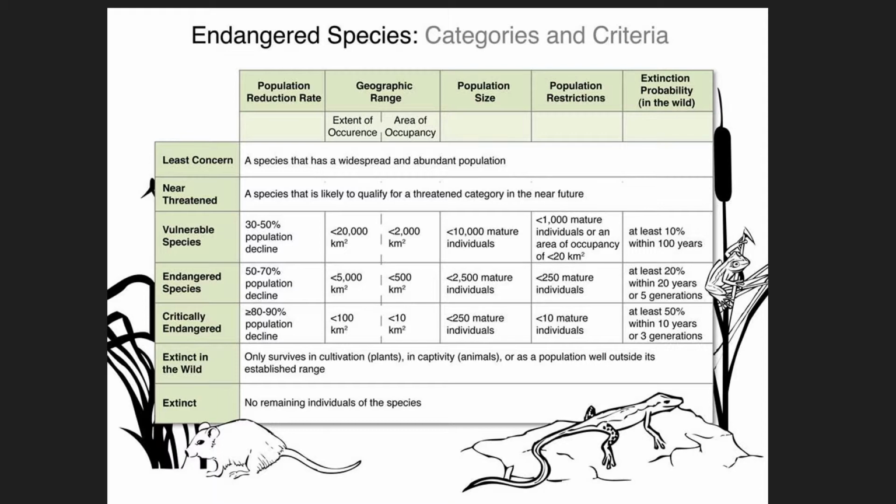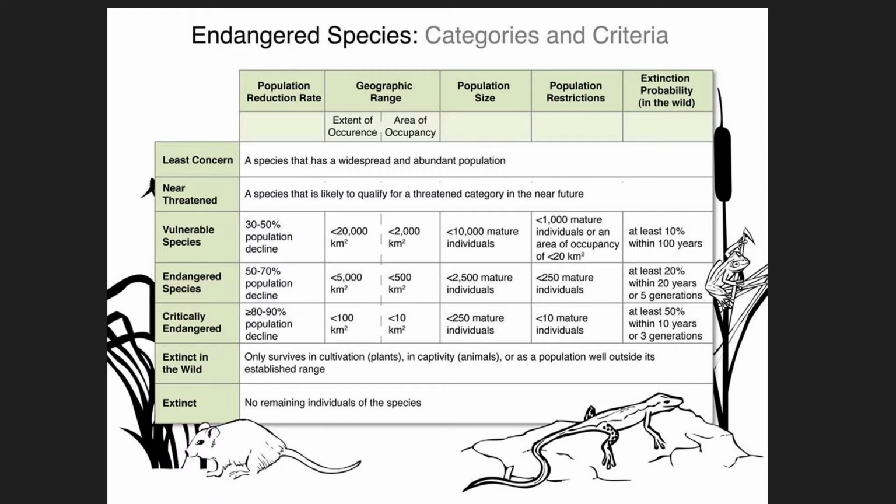Next is the near threatened category. While there is no dramatic decrease in population at this time, it is very plausible these species could be threatened if nothing is changed. After near threatened, there is the vulnerable species. There is a 30 to 50% decrease in population and 10% will likely be extinct in the wild within the next 100 years. Then we have the endangered species category, where 50 to 70% of the population has decreased, and 20% of the species will be extinct in 20 years.